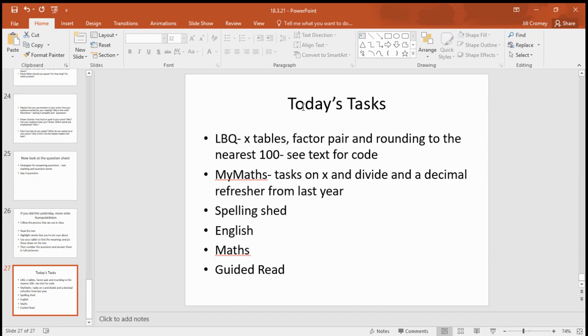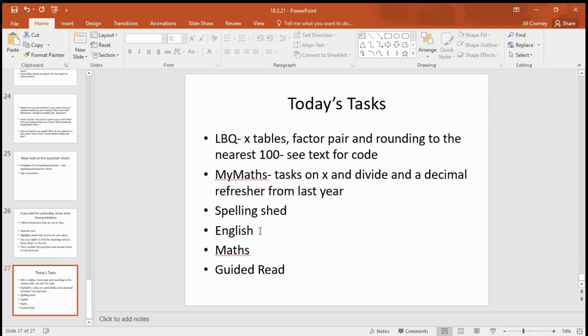So let's just look back at today's tasks that we've talked about. We've talked about the LBQ tasks. We've reminded ourselves what factor pairs are. We reminded ourselves that when we round to the nearest 100, we look at the tens column. We reminded you about the availability of My Maths to do some tasks there, and reminded you to use your Spelling Shed in preparation for your spelling test next week.